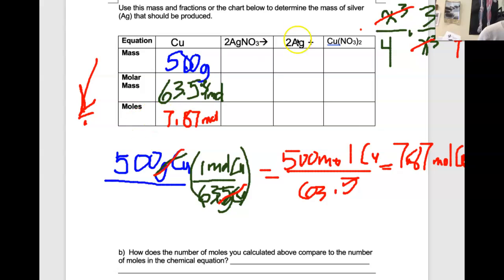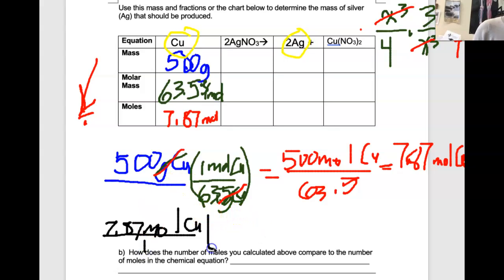So how many moles of silver can we make? This is where we now have to use our balanced equation, because our balanced equation tells us that 1 mole of copper gives us 2 moles of silver. We can also write that as a fraction, 2 moles of silver over 1 mole of copper, or 1 mole of copper over 2 moles of silver. If you simply bring your moles of copper over, we know that's 7.87 moles of copper. You can put that over 1 if that helps you.